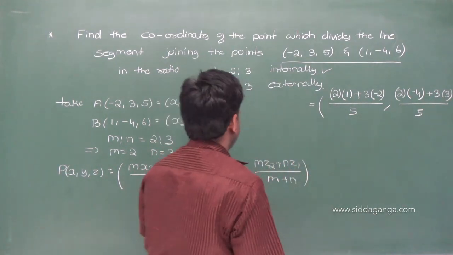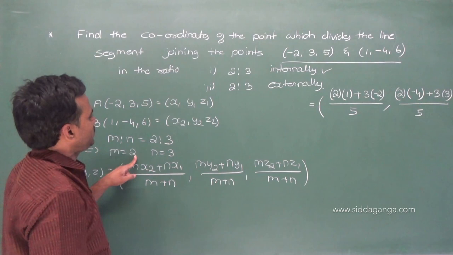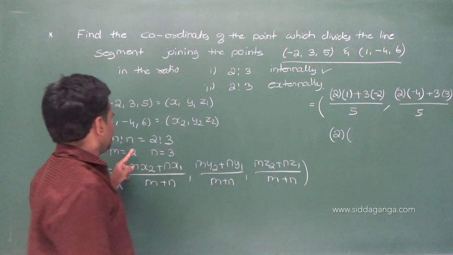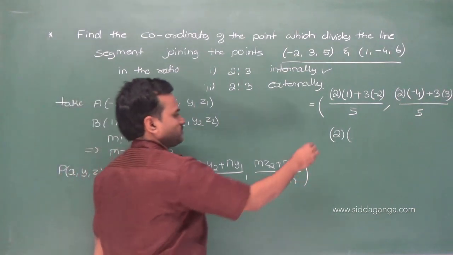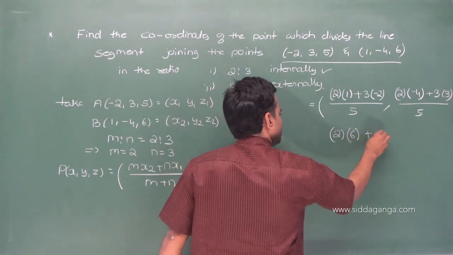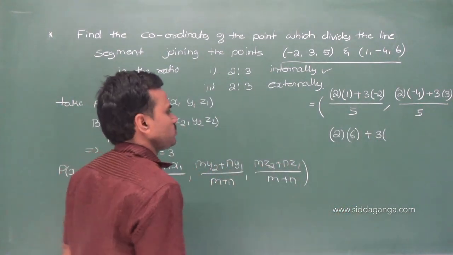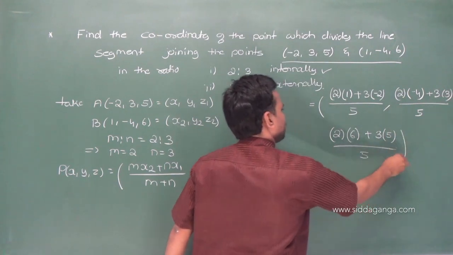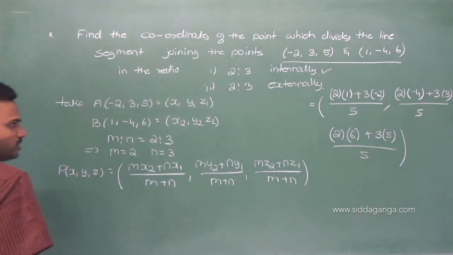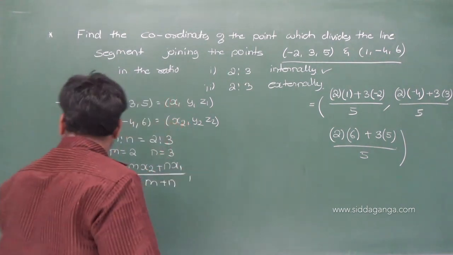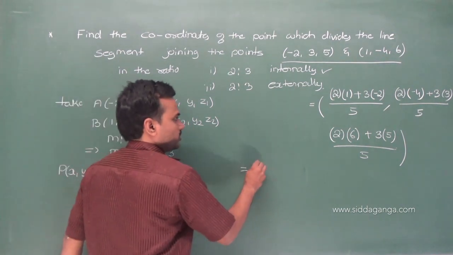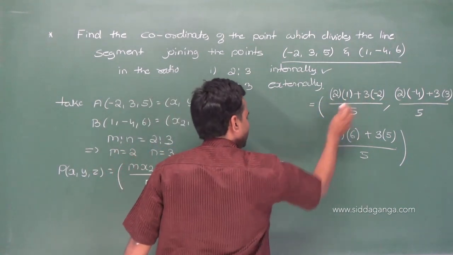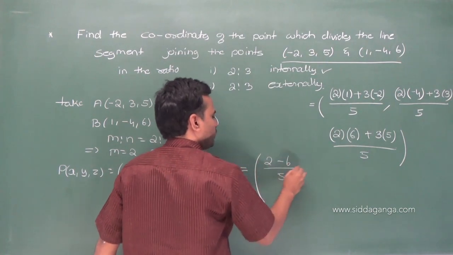I wrote below the z coordinate: m z2, 2 into z2. Z2 is 6. 2 into 6 plus 3 into z1. Z1 is 5. Divided by 2 plus 3, which is 5. So solve it. That is equal to, okay, 2 into 1 is 2, minus 3 into 2 is minus 6, divided by 5.